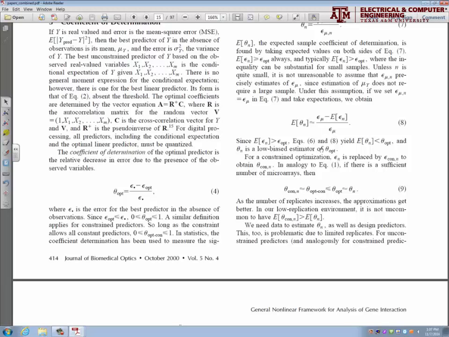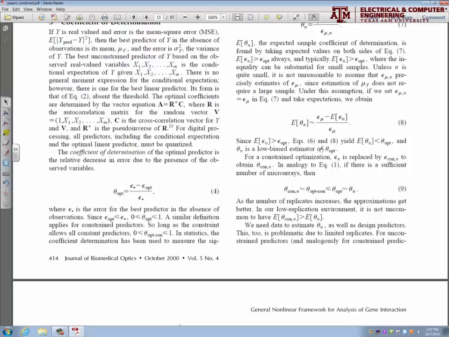This is a question of what kind of structure you're going to use for the predictor. In this paper, they're using a perceptron. Somebody can use a neural network, or whatever else they like. But at the end of the day, you want to find the coefficient of determination, which will help you figure out association between genes. So let's take a look at this.